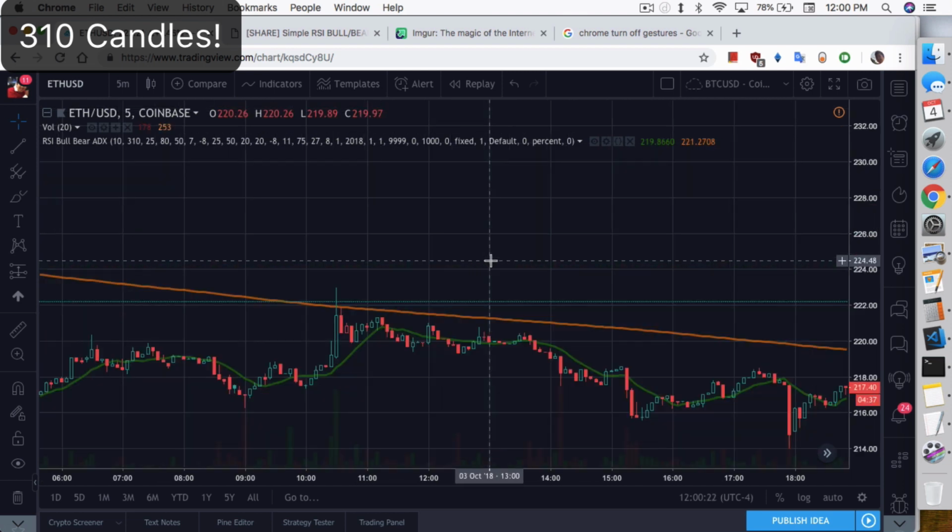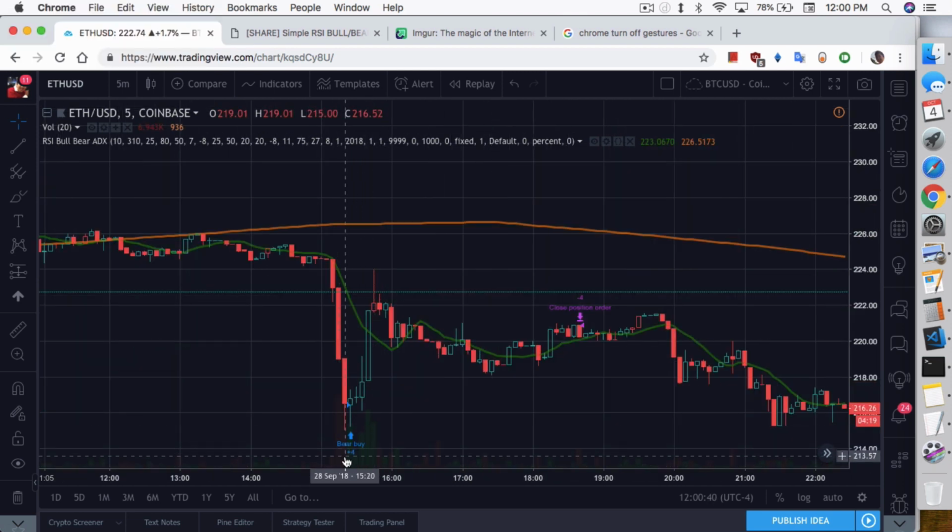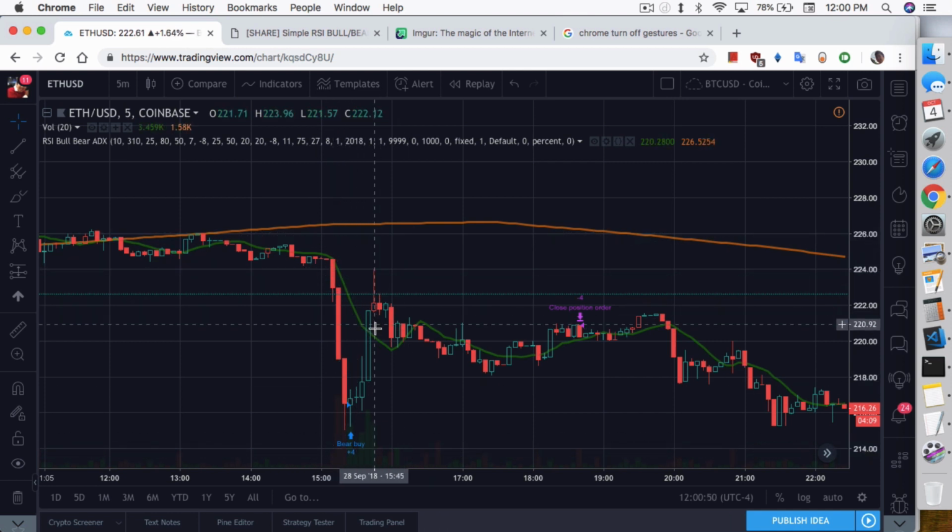If I zoom in for you guys here, you can see that over here it has a bear buy. It bought during the bear trend because, again, the green line was below the orange line. The fast SMA is lower than the slow SMA. Then the sell is a closed position order. So it's pretty much straightforward in terms of when it buys and when it sells. And it tells you based on the indicator here whether it's buying in the bull trend or the bear trend.